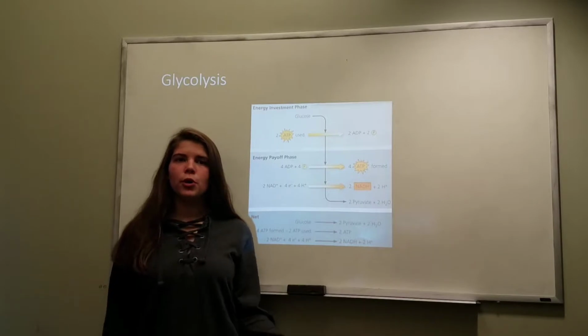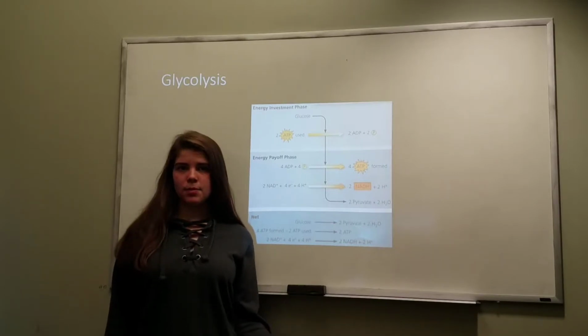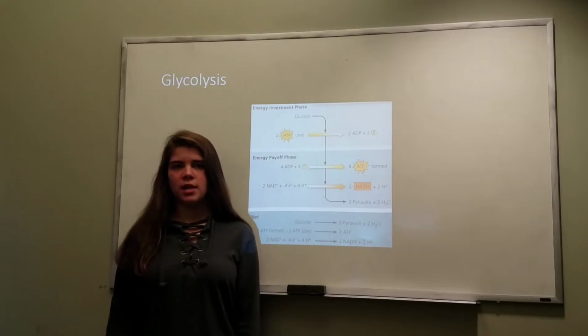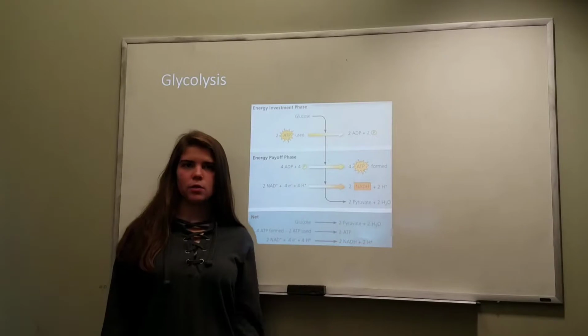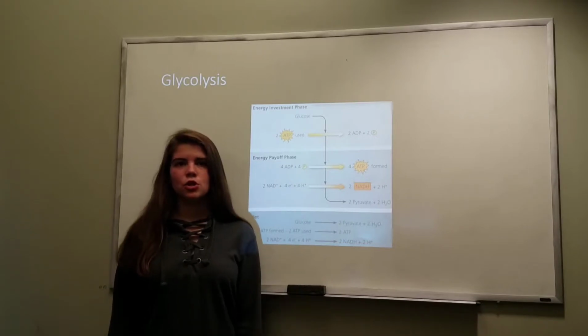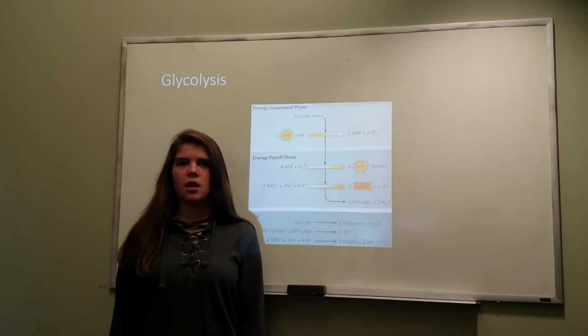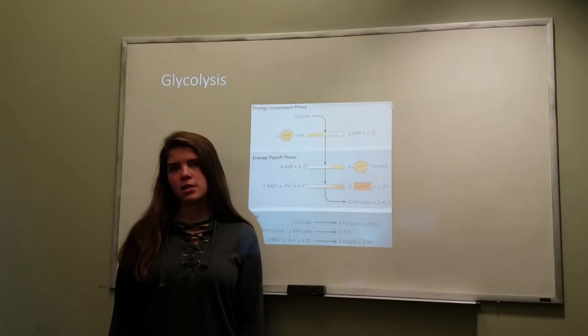The inputs per glucose molecule are 2 ATP used to start the cycle. This acts similarly to providing activation energy, and this also includes 2 NAD+. In the outputs, for each glucose molecule that enters, 2 NADH and 2 pyruvate molecules form, as well as a net gain of 2 ATP. This is because 2 enter in the energy input phase and 4 are created in the energy payoff phase.